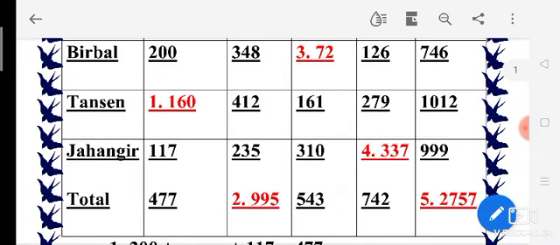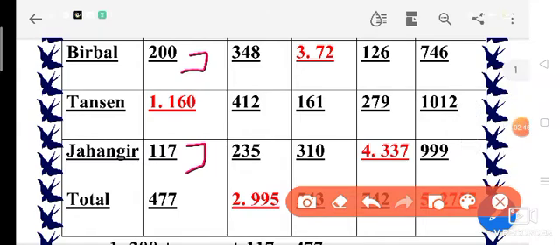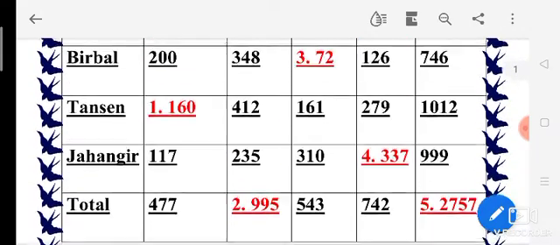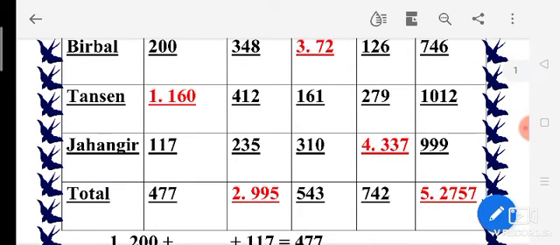So see students, total is given, and here 200 and 117. Tansen's one we have to find out. So how can we find it? Firstly we will add these two, and whatever answer we get, we will subtract from the bigger number. So see, 200 plus blank plus 117, these all three will be equal to 477. We have to find the Tansen one.